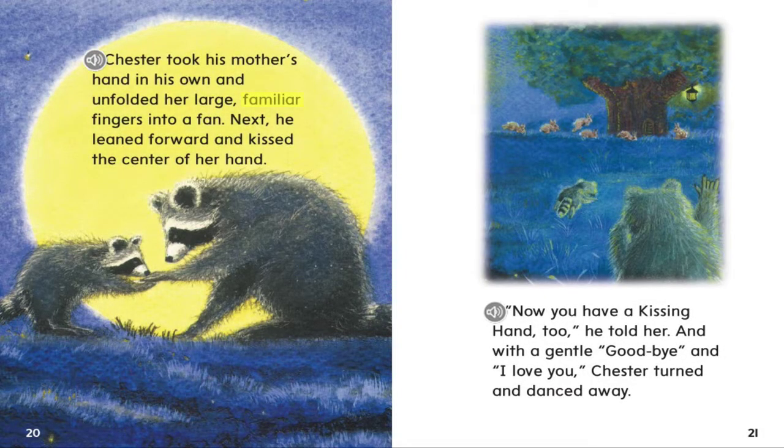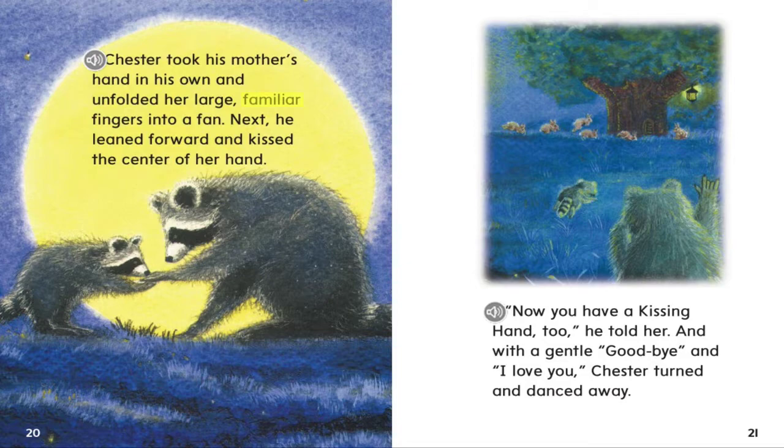Chester took his mother's hand in his own and unfolded her large, familiar fingers into a fan. Next, he leaned forward and kissed the center of her hand. "Now you have a kissing hand too," he told her. And with a gentle goodbye and I love you, Chester turned and danced away.